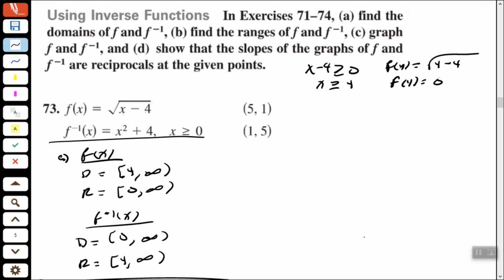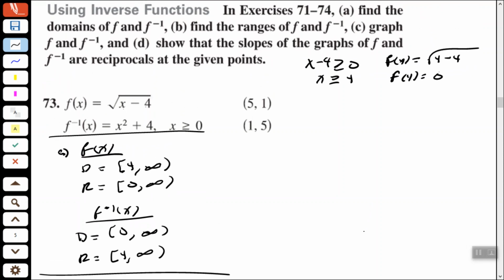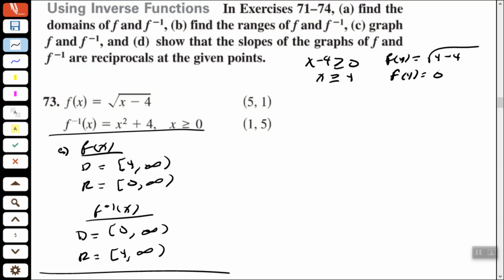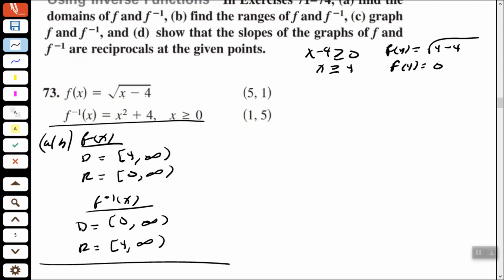Part B says to find the ranges, and that's what we did, so we did A and B together here. Then part C says to graph, and again, you can graph that using Desmos. Part D says to show that the slopes of the graphs are reciprocals. To do so, use Desmos or your graphing calculator, or you can sketch it out for part C.